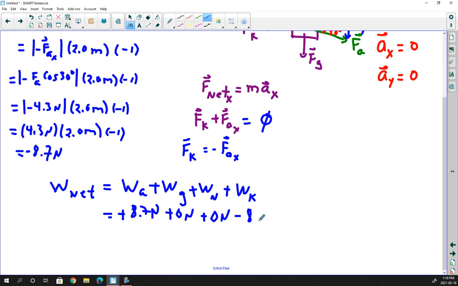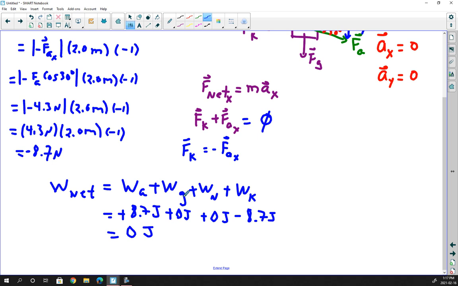So the net work is actually, oh, look at that, I've been so silly. Those aren't newtons, those are joules. Let me fix that. I made a big boo-boo there. That's okay. I make boo-boos too. Okay, we're going to fix that right now. Joules, joules, joules, and joules. So overall, the net work is 0.